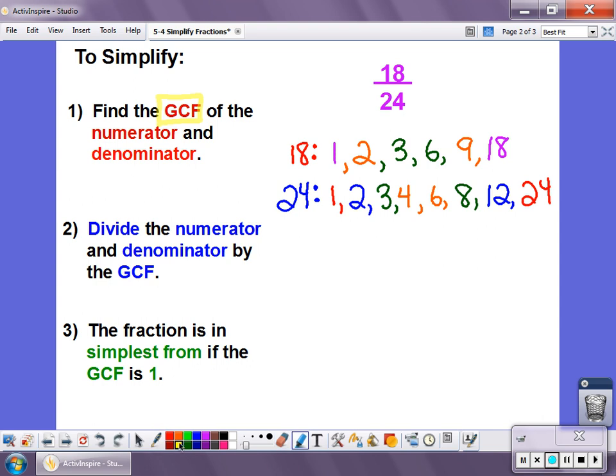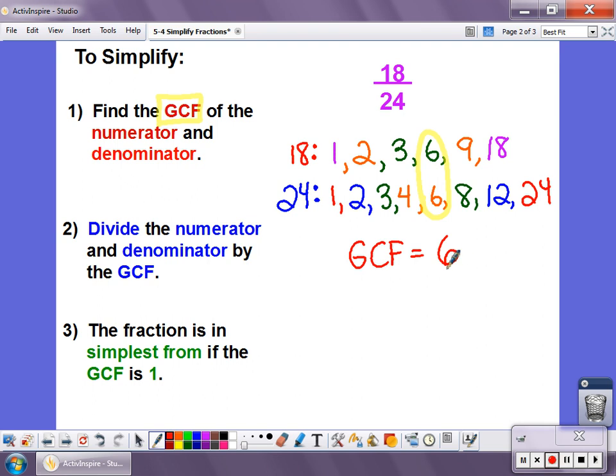Now, to find my GCF, my greatest common factor, I have to look at what they have in common. They both have a 1. They both have a 2. They both have a 3. This one has a 4. They both have a 6. And then they don't have anything else in common. So my GCF here is going to be 6. So the first thing we do, according to our directions, is we find our GCF, and the GCF of these two numbers is 6.